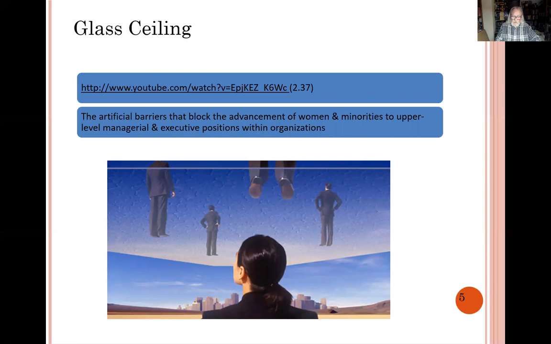Now, the glass ceiling has been around a while. In fact, since 1986, the term itself was coined by a couple of Wall Street journalists, Carol Heimowitz and Timothy Shellhart, at that time. And they were writing that there was this invisible barrier that held back women. Today, we stretch the definition a little bit to include minorities of all types that are blocked from advancement to those highest upper level managerial and executive positions within organizations.